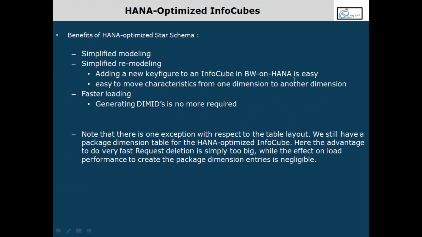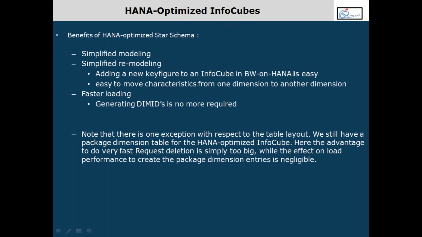Once we create a HANA optimized cube, the fact table will automatically be created in the tables folder. Every time you create a cube, it will create the corresponding tables, F table or dimension tables, in the BW schema in HANA. You can see that in SE11, or you can see the table definitions in the BW schema also.